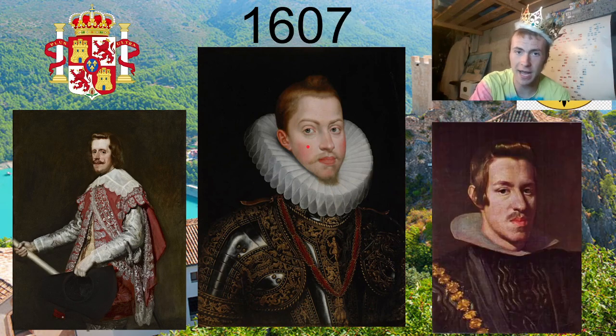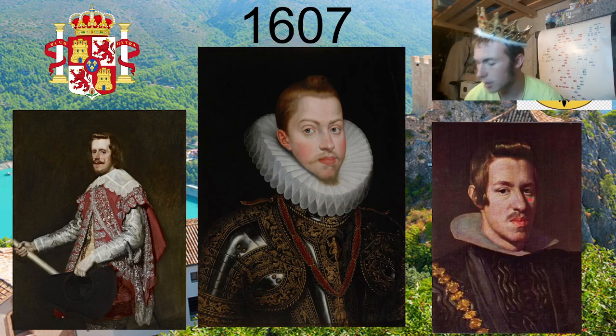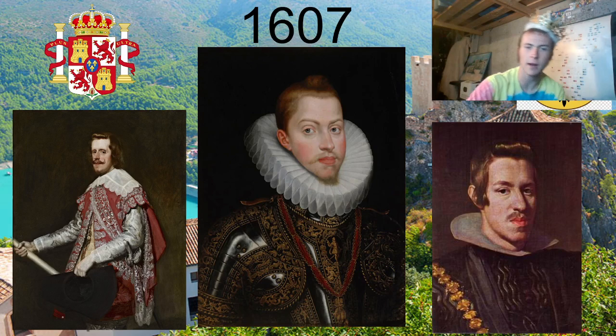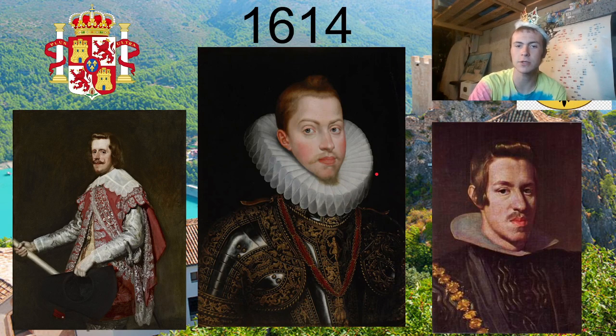In 1607, Felipe III has a second son named Carlos. So Carlos is now the heir, second heir behind his eldest son, Felipe. So Felipe III ends up continuing to rule here until we get to 1621.